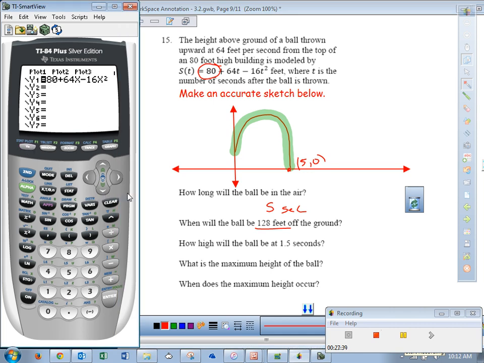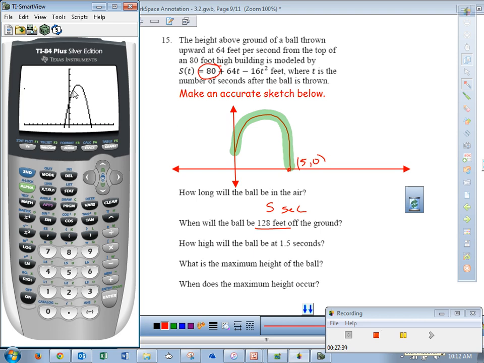Don't we also want to know when y equals 128? Is that the right number? 128. So type in y equals 128, and it will graph a horizontal line at 128, and it will show you how many places this ball was 128 feet off the ground. Didn't it happen twice? It happened here, and it happened here. What will I need to calculate to figure this out? Intersection.